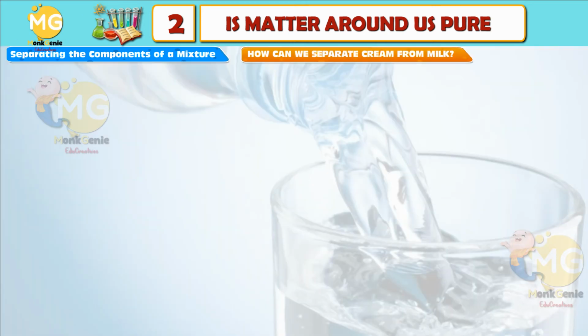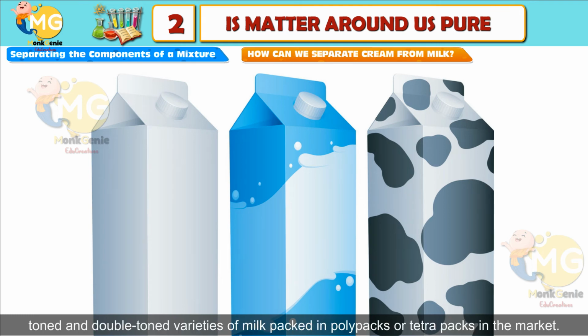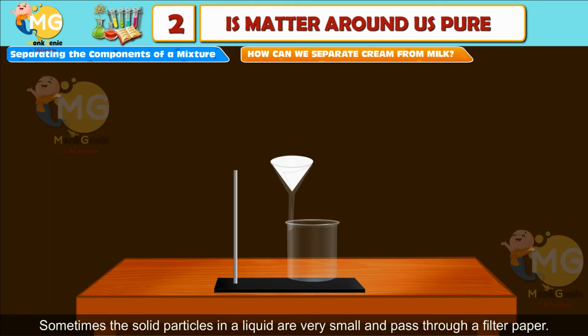How can we separate cream from milk? Nowadays, we get full cream, toned and double-toned varieties of milk packed in polypacks or tetra packs in the market. These varieties of milk contain different amounts of fat.